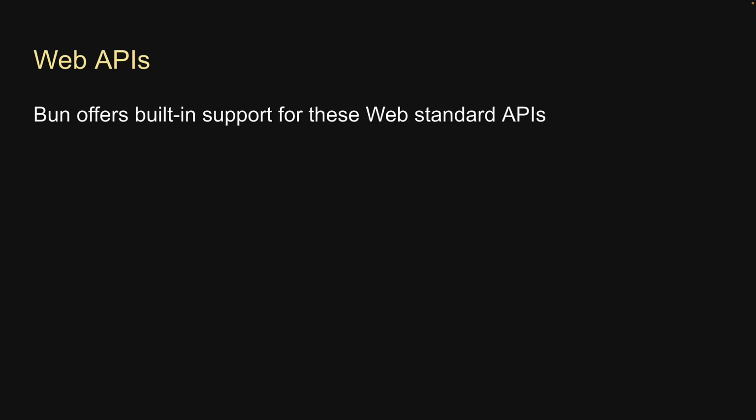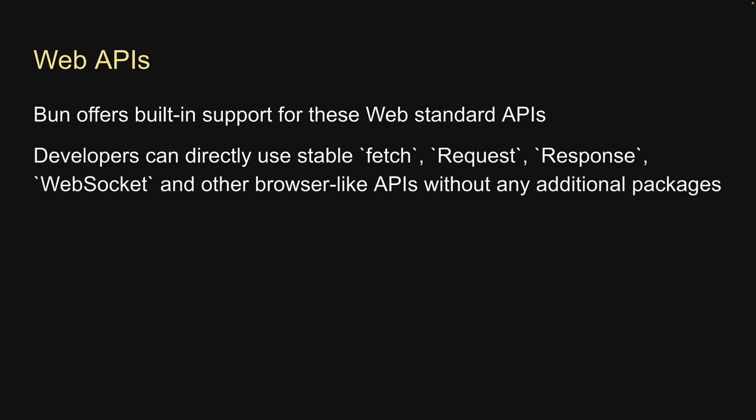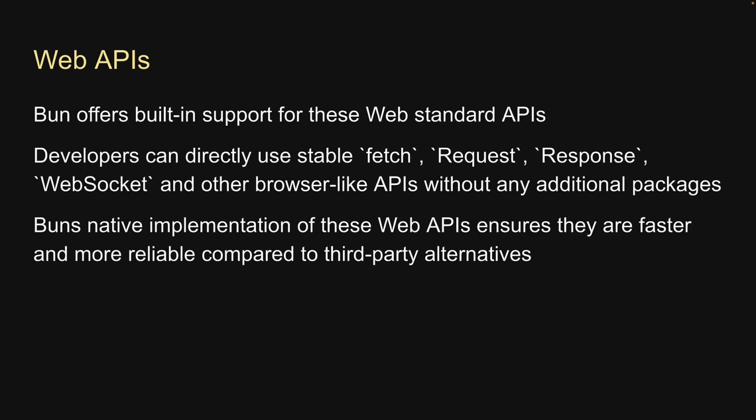Bun, on the other hand, simplifies this by offering built-in support for web standard APIs. Developers can directly use stable fetch, Request, Response, WebSocket, and other browser-like APIs without any additional packages. Furthermore, Bun's native implementation of these web APIs ensures they are faster and more reliable compared to third-party alternatives.